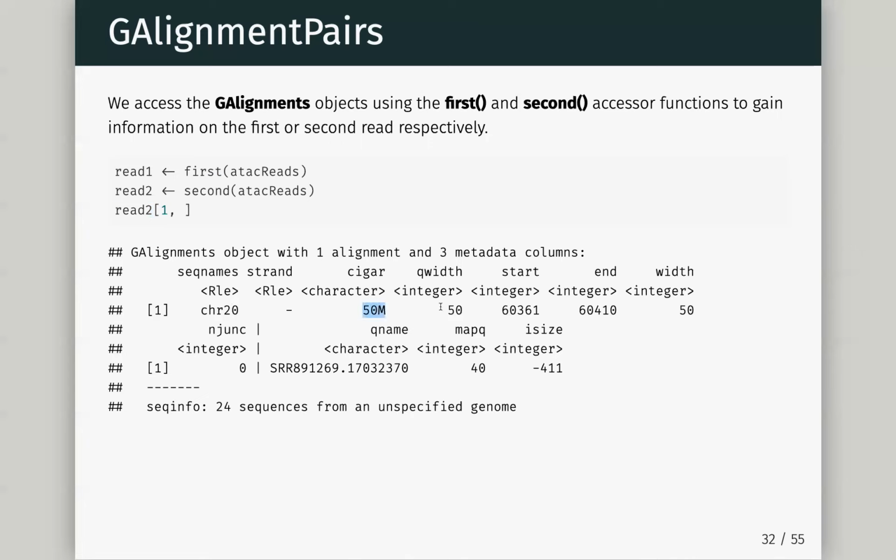I have a cigar, I have the qwidth, the actual width, the start and the end, the junctions, but I also have the qname, I have the mapq, so the quality score per read, and I have the size of the fragment, the isize per read.